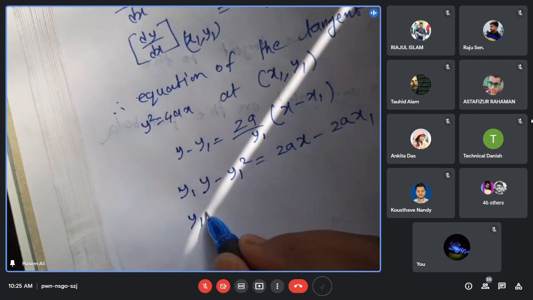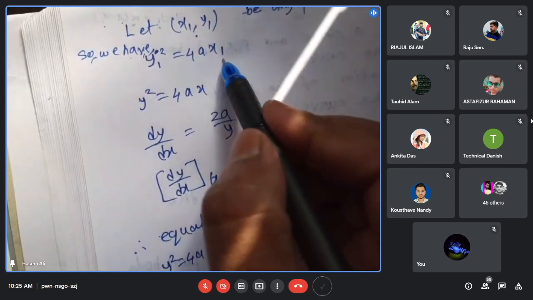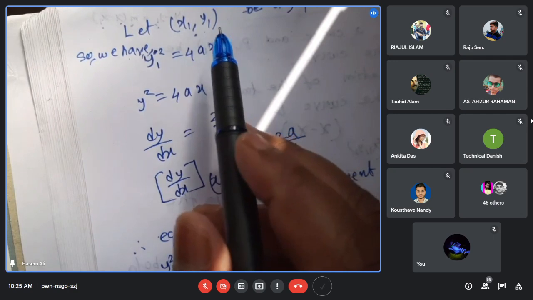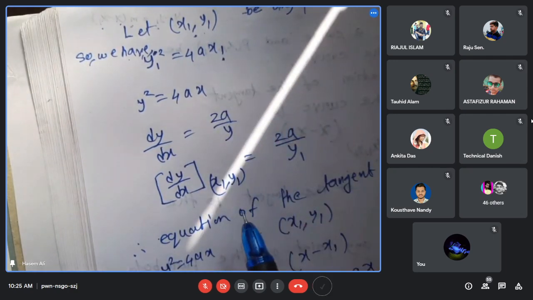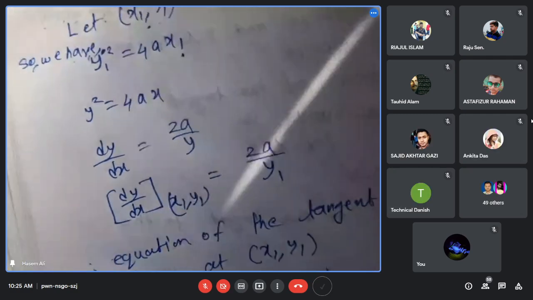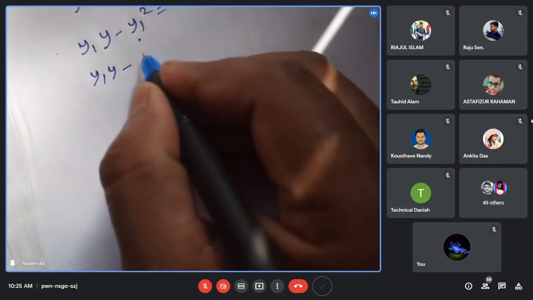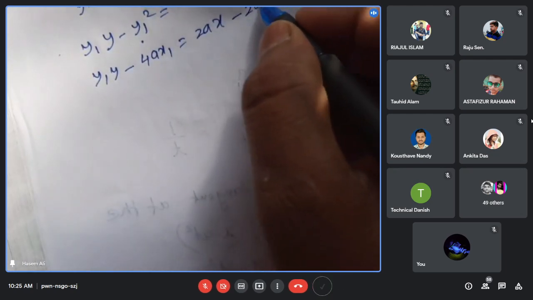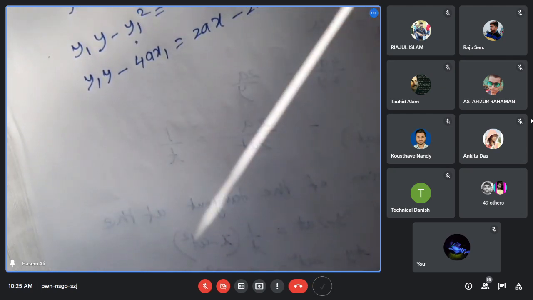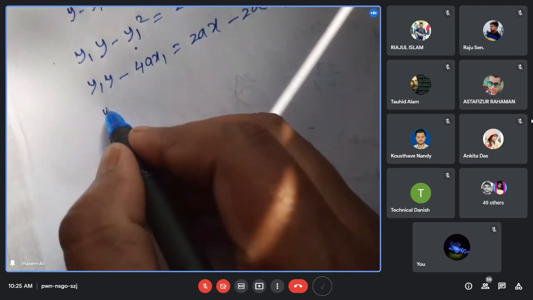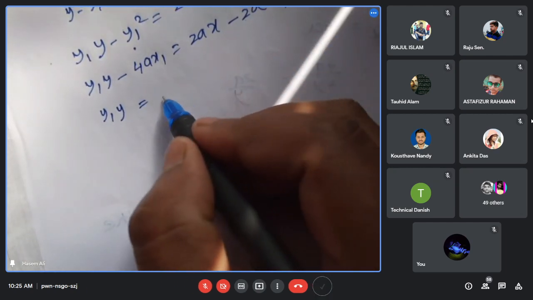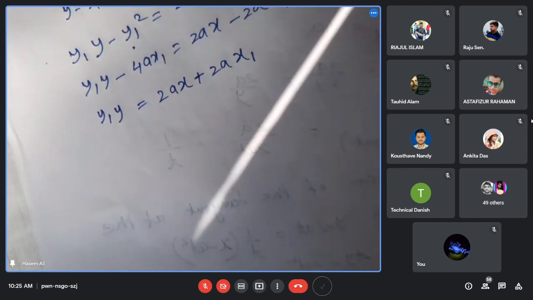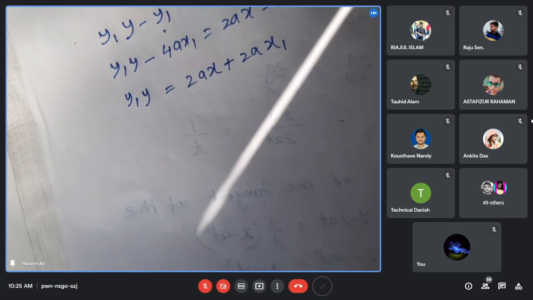Now what is y1 square? Y1 square is 4a x1, because this point x1 y1 lies on the parabola. Therefore, we have y1 y minus 4a x1 equals to 2ax minus 2a x1. So we have y1 y equals to 2ax plus 2a x1.